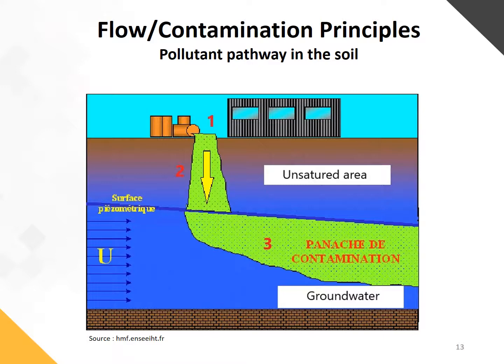The unsaturated zone is the area of the soil where the pores are not completely filled with water, unlike the groundwater where the pores are completely filled with water. In addition, depending on the nature of the pollutant, part of it may be degraded by microorganisms in the soil or be absorbed by plants. Once it reaches the water table, it will continue flowing along a subhorizontal path according to the direction of groundwater flow, as shown in number 3 of the image. It is at this point that the contaminant plume begins to form.